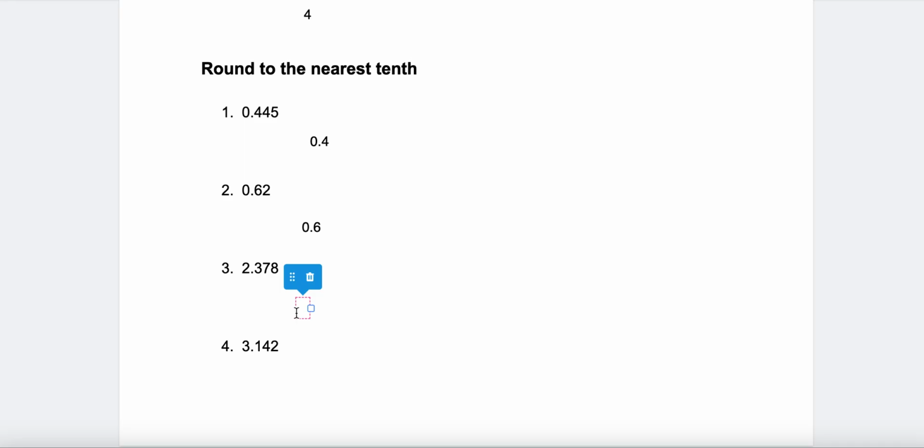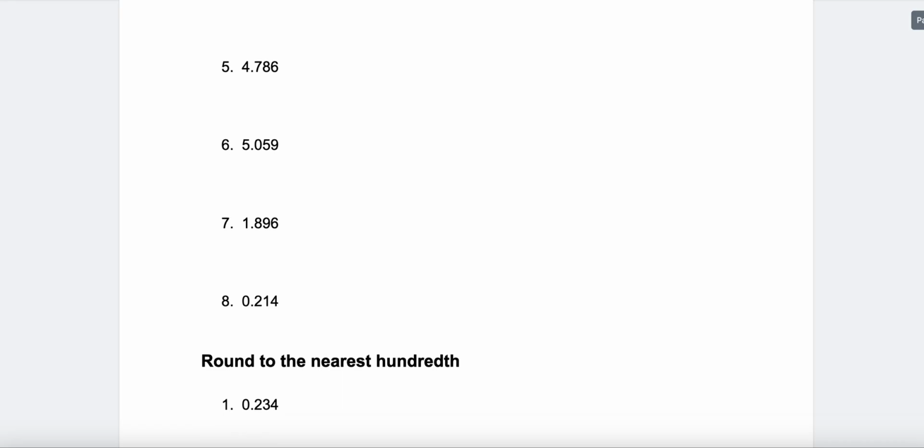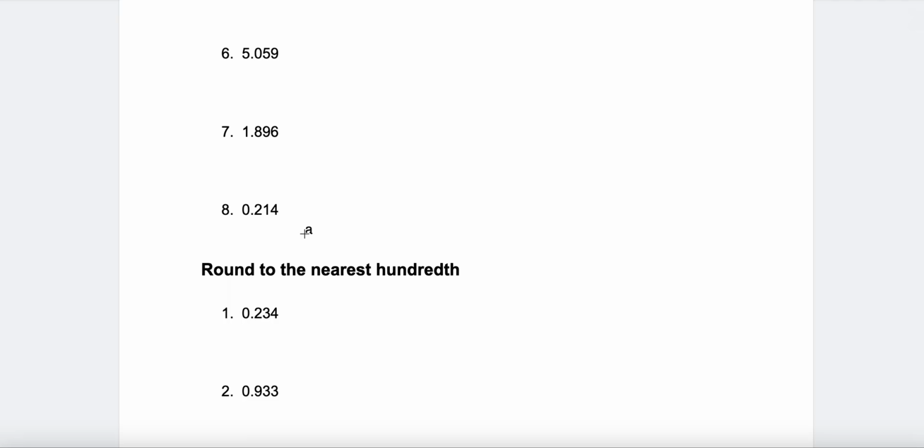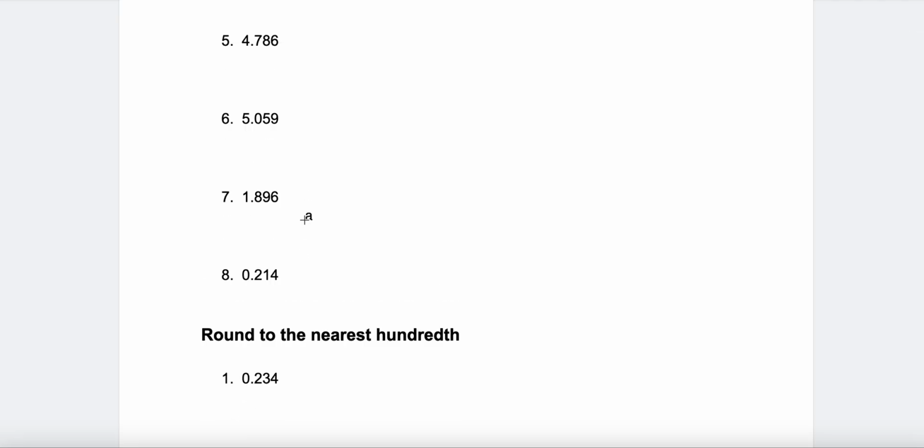Next one, don't forget the number in front of the decimal point. This one will be 2.4. Lastly, this one, I'll give you 10 seconds. 3.1. Move on to the next ones. You can try 5, 6, 7 on your own. Actually, let's try number 7 together.